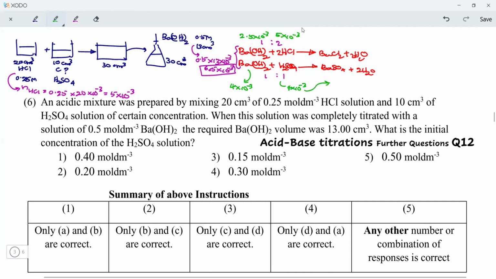So what we need is the concentration. I have to divide 4 into 10 to the power minus 3 moles by the volume of H2SO4 we took, which is 10 cubic centimeters. So you will get the answer 0.4 mole per decimeter cube. So the answer is 1.